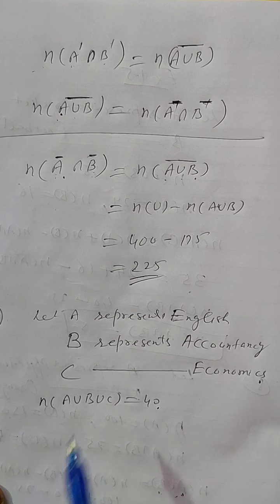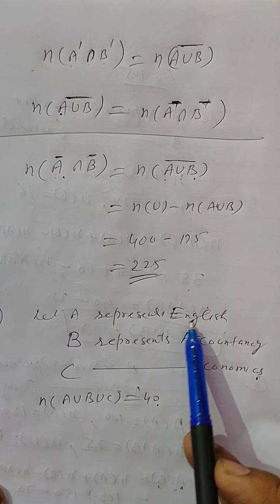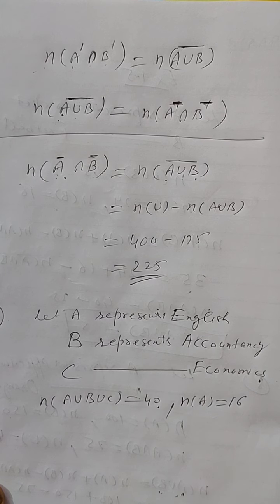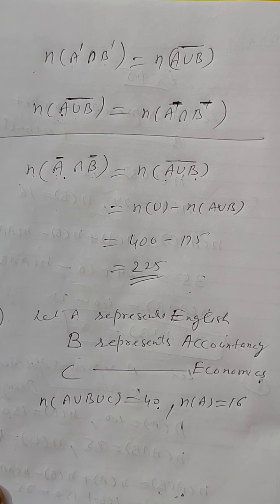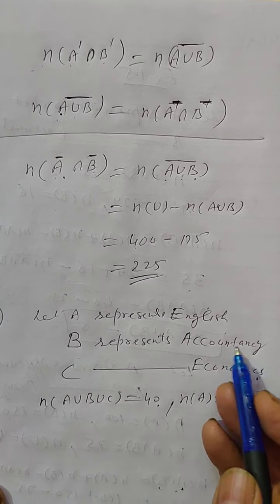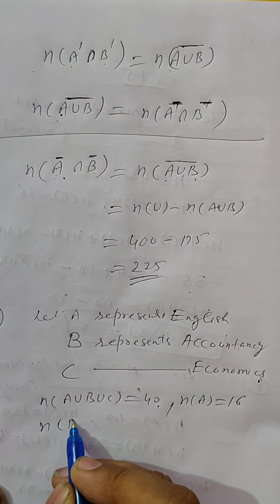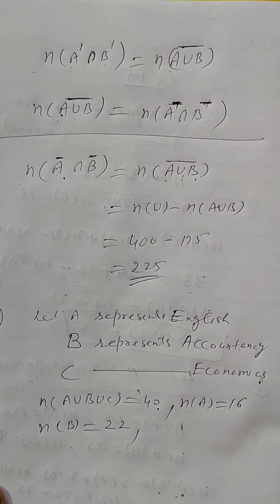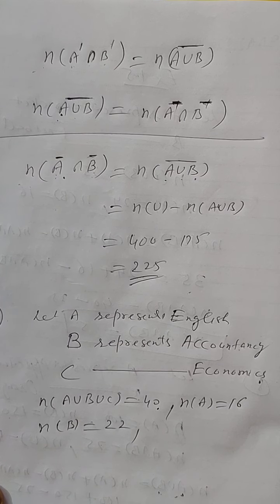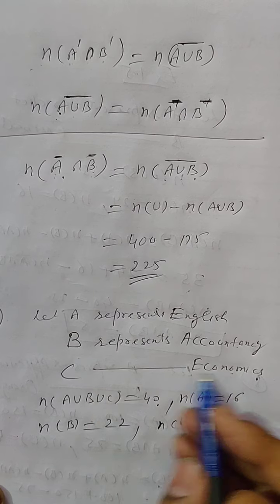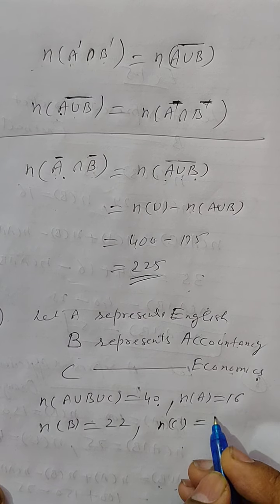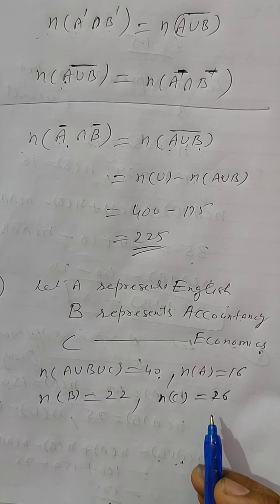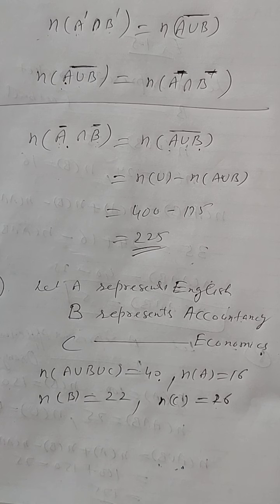16 study English, it was A, which means n of A is 16. And 22 study accountancy, it was B, n of B is 22. 26 study economics, it was C, so n of C is 26. These are those who study economics.